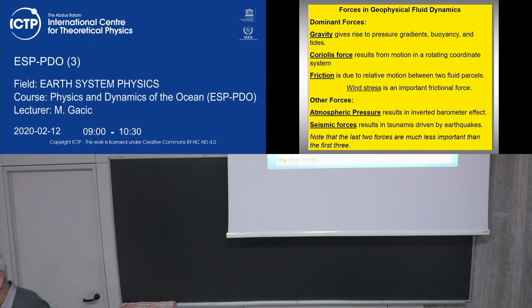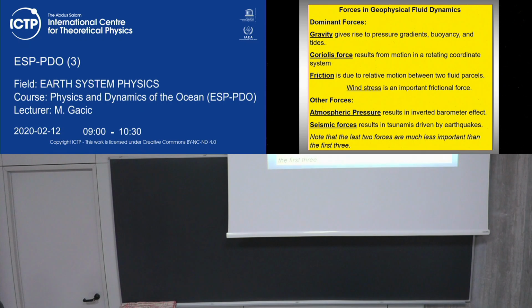Or when you have relatively warm weather with rain, that means there is a low atmospheric pressure and the sea level is high. So this is partly the influence of the atmospheric pressure, the inverted barometer effect.